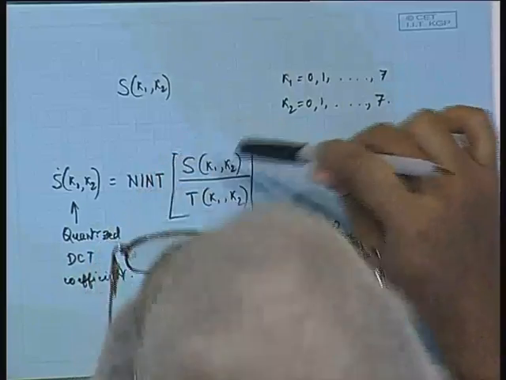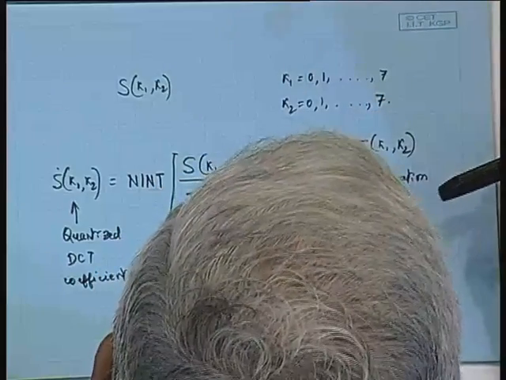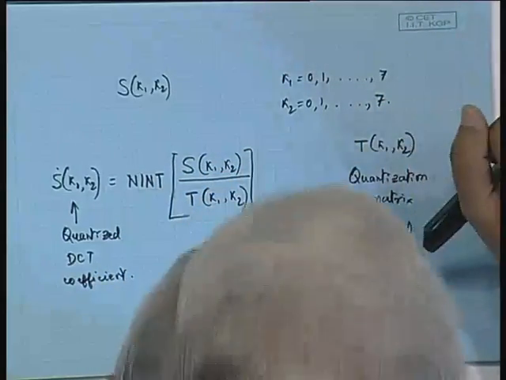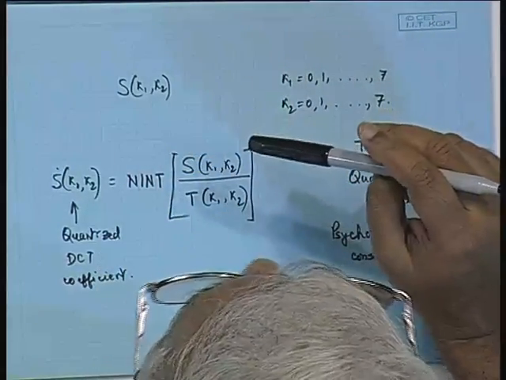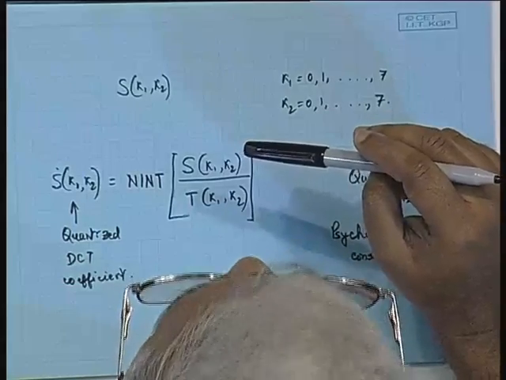So, that is why the people who framed the standard did not specify one single quantization matrix, but rather they specified a set of quantization matrices, which can be used under various conditions. So, the essential philosophy is that the S k1 k2 coefficients have to be divided by the quantization matrix whose elements are psychovisually motivated, and then the quantized DCT coefficients S dot k1 k2 are obtained.